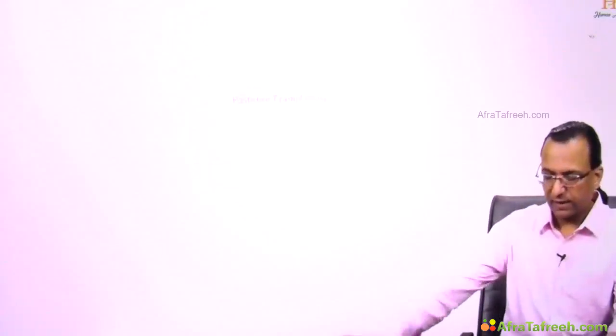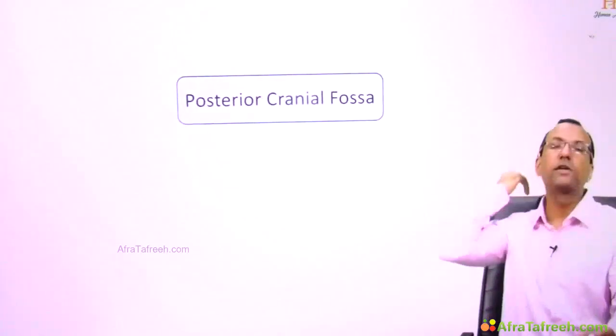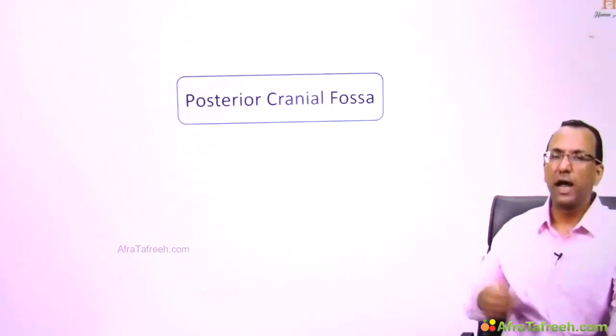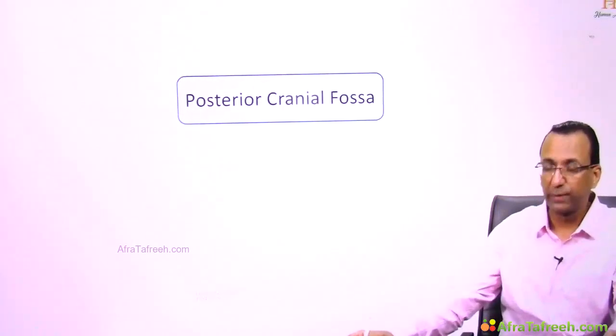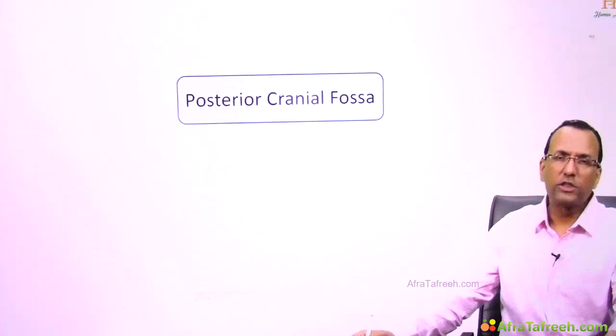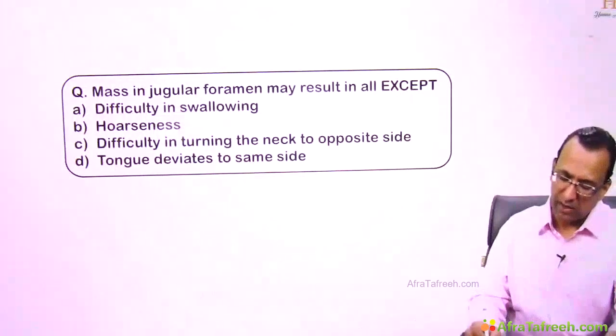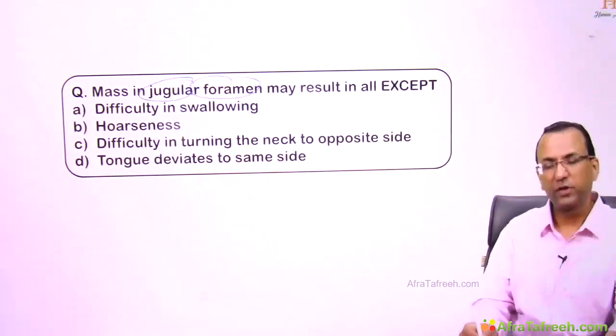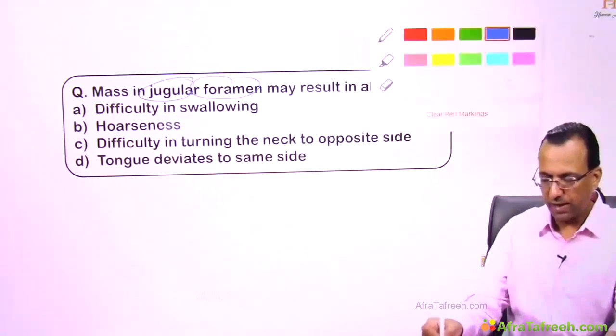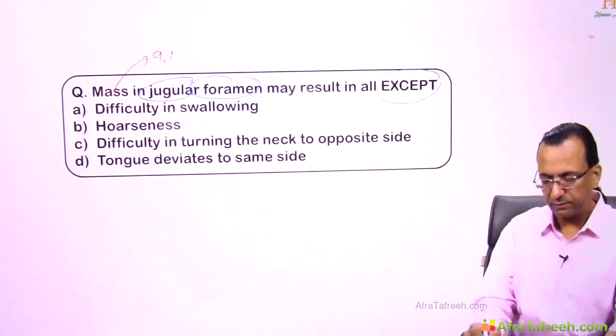What is the next thing? Next thing is we are looking at the posterior fossa, some openings and some structures passing through those openings. We got a question. It is asking if there is a mass in jugular foramen. What is not seen? You know, jugular foramen has the number 9, 10, 11.